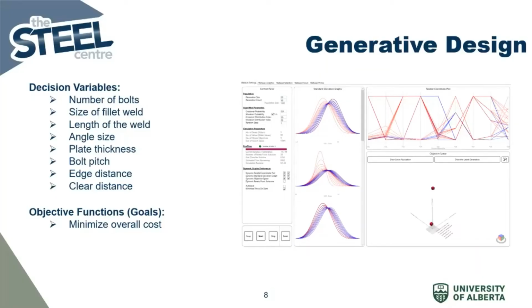And with a parametric model, we can extend that into generative design. How generative design works is we can essentially define a lot of the variables. In that example that I just showed, the variables would be things like the number of bolts, the angle size, the plate thickness of that connection. And we can define a set of constraints and objectives in order to get the computer to efficiently search through the different design options and optimize the connection for us.